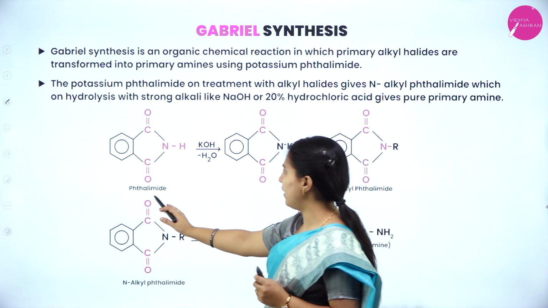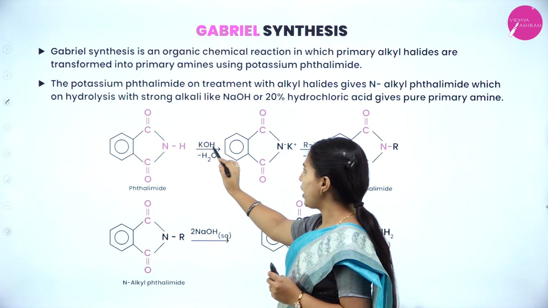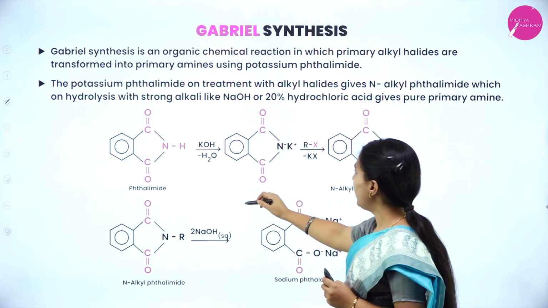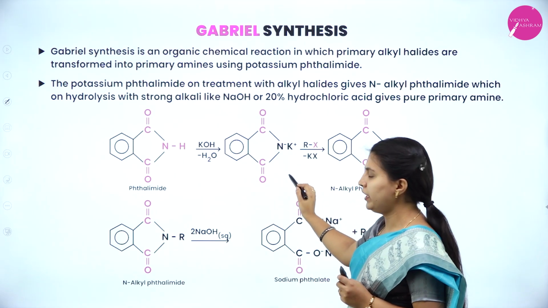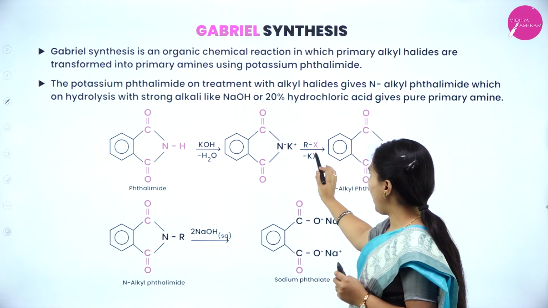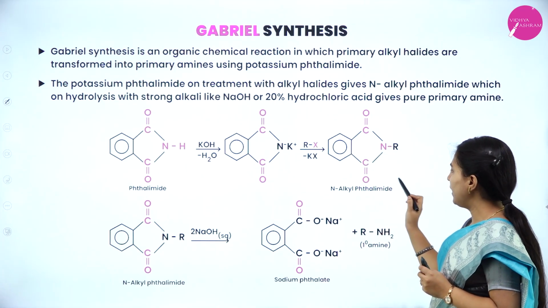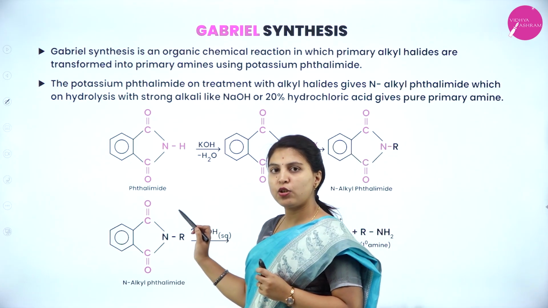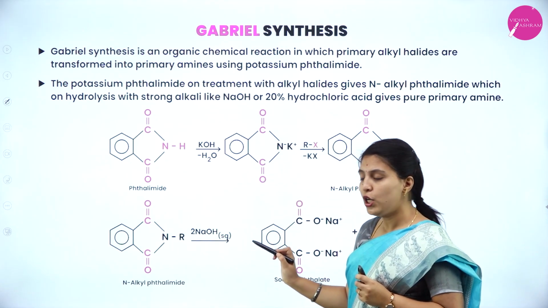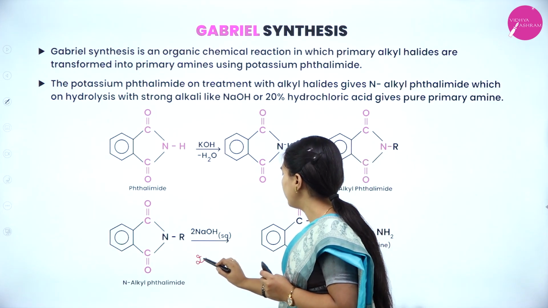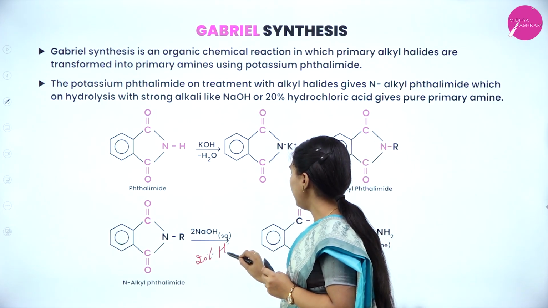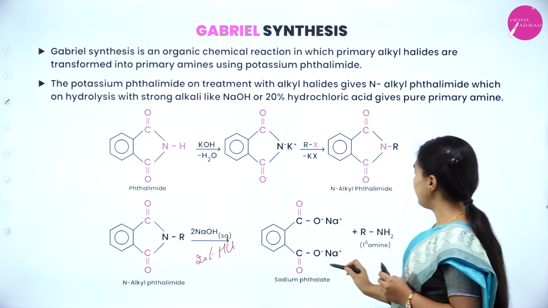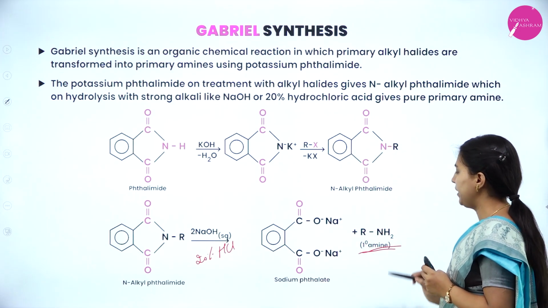Once again, this is phthalimide. When reacted with potassium hydroxide, okay, it will form potassium phthalimide. When reacted with alkyl halide, it will form N-alkyl phthalimide. That same N-alkyl phthalimide when reacted with base called sodium hydroxide or 20% HCl, it will form sodium phthalate and primary amine.